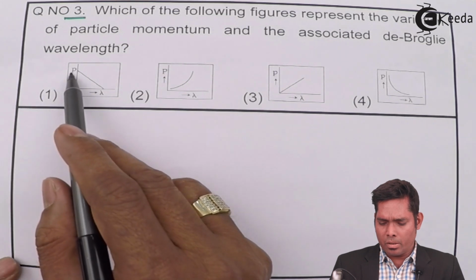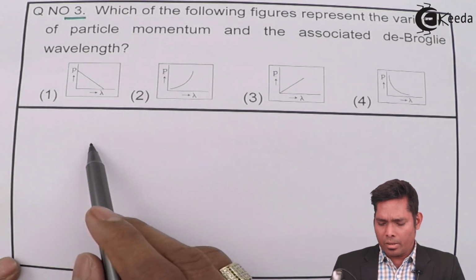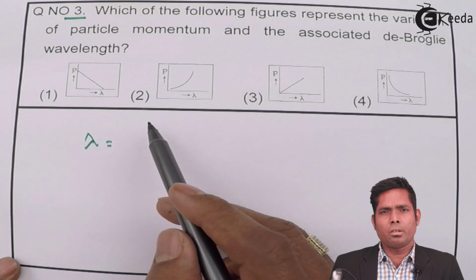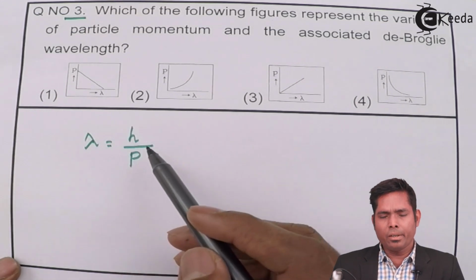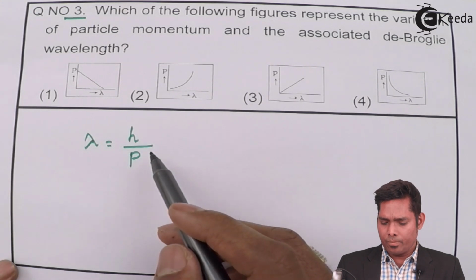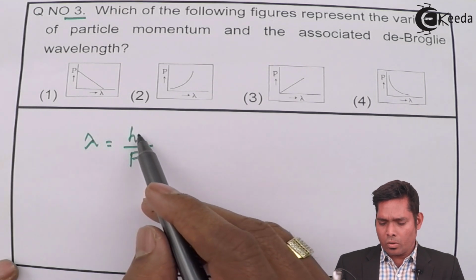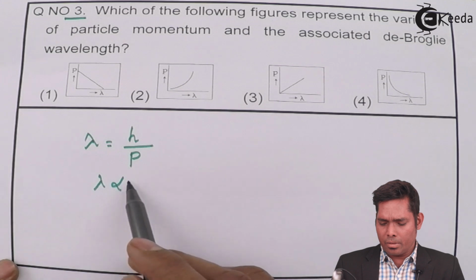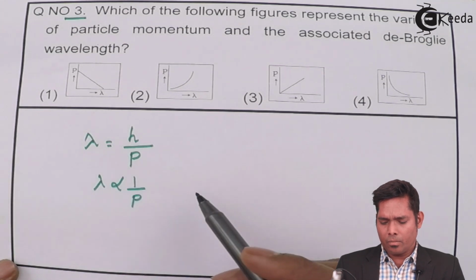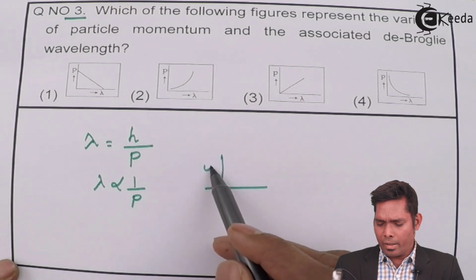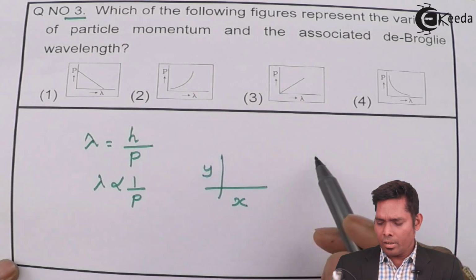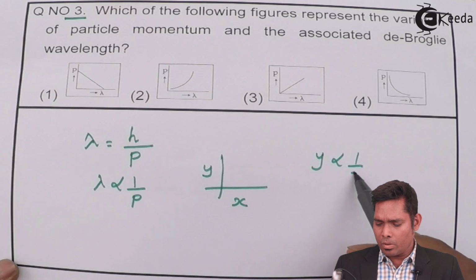So the relation between the momentum and wavelength, lambda for de Broglie wavelength is given by the Planck's constant divided by the momentum, lambda = h/p. So h is always a constant, so lambda varies inversely with p. This relation is like y, if I take y and x here, y is inversely proportional to x.